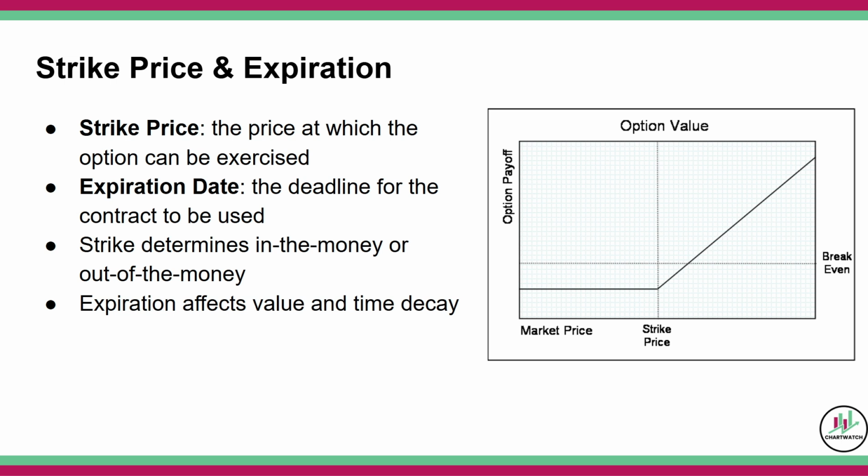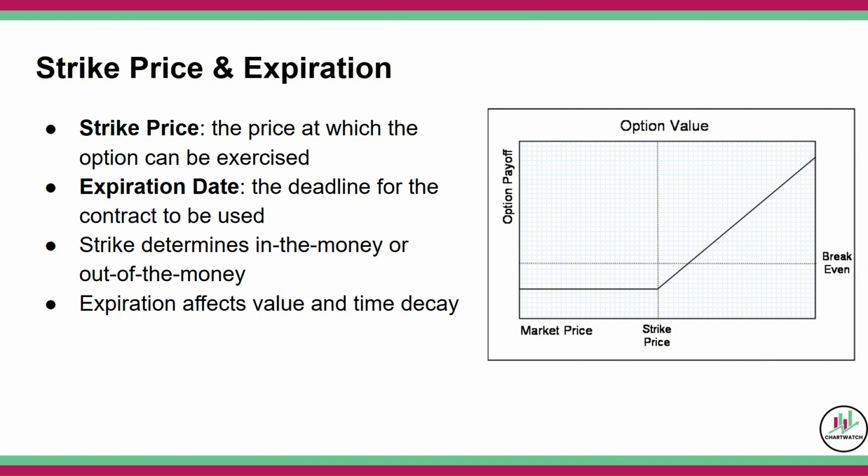The second key term in this slide is the expiration date. This is the deadline for your options contract. It's the point at which it either has value or becomes worthless. Unlike stocks, which you can hold forever, options are very time sensitive. They have an expiration that could be anywhere from a single day, which is known as 0 DTE, 0 days to expiration, all the way to multiple months or even years in the case of LEAPS.